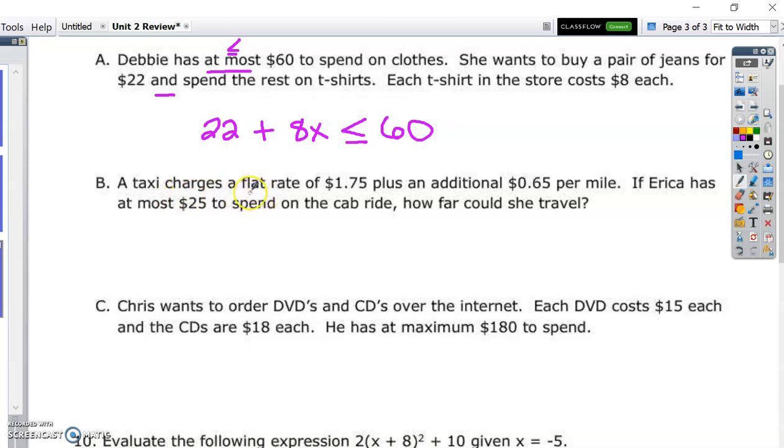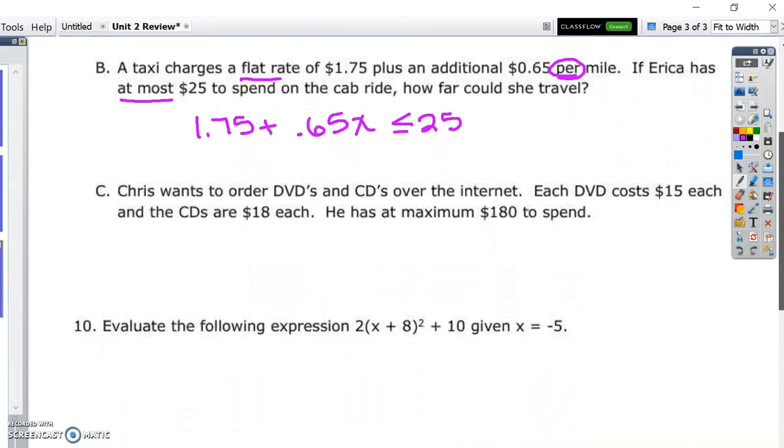All right, so let's look at another one. A taxi charges a flat rate. Okay, that's a one-time fee. Plus, so $1.75 plus an additional 65 cents per mile. So 0.65 per every mile. And she has, again, at most $25 to spend. So she has to make sure that she doesn't spend more than that, or she won't be able to get out of the taxi. So she has to keep this cost below the 25. All right, let's slide this up a little bit. Here we go.